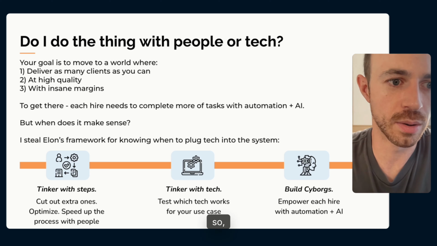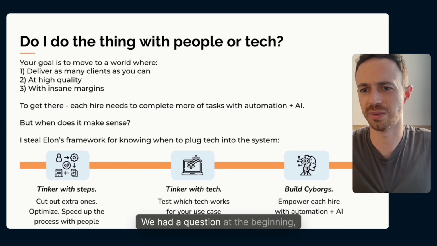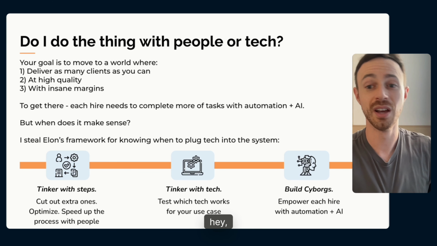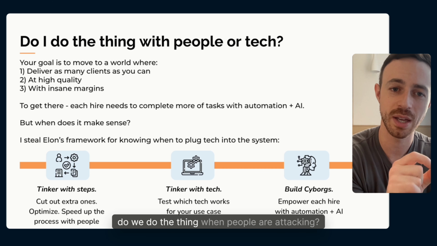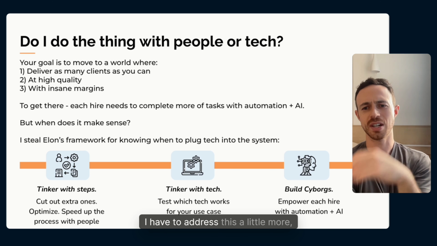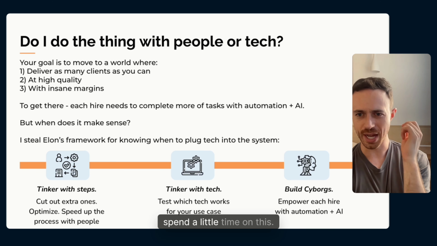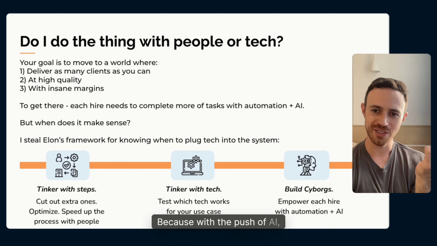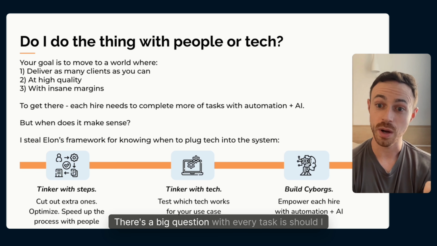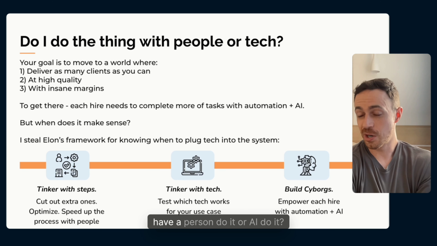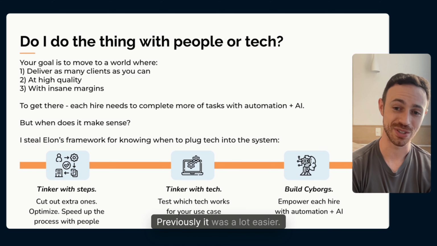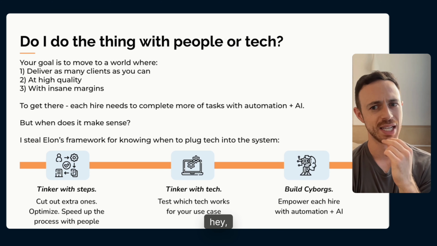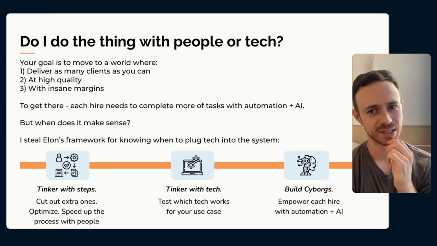Cool. Okay, so back to role design. We had a question at the beginning, if you recall, where we said, hey, okay, we know our tasks. Do we do the thing when people are tech, right? I have to address this a little more. Spend a little time on this because with the push of AI, right? There's a big question with every task: should I have a person do it or AI do it, right? Previously it was a lot easier. You say people. Now you say, hey, AI can do a lot, right?